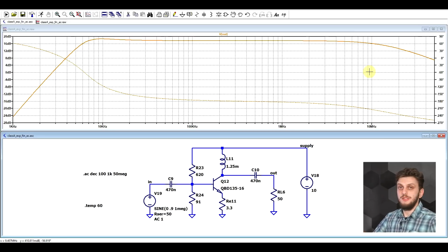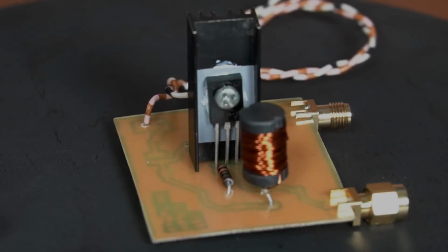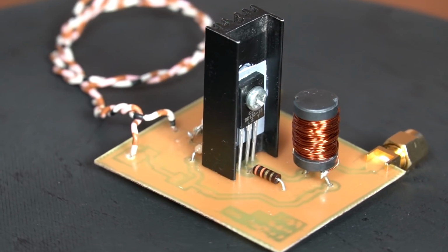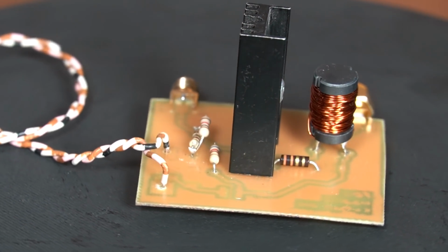So now that we've seen that it works in the simulator, it's time to test it out in real life. Now, without going into too many details, this is a really simple design after all. Here is the finished circuit.